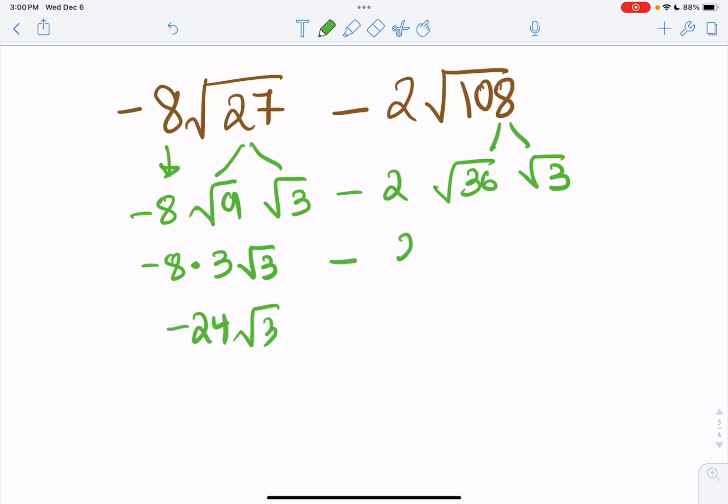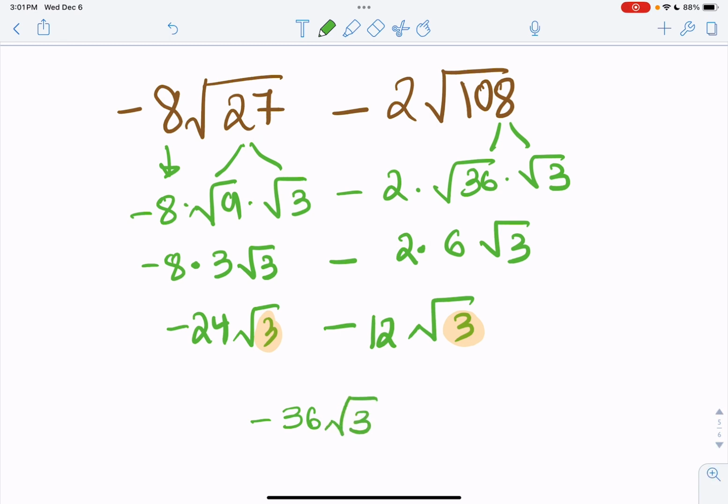And then let's move on to the next one. 2 times, all of these are being multiplied in between, 6 radical 3. Now, 2 times 6 is not 6, 2 times 6 is 12. Now that we know that we have the same exact radicand, 3 and this 3, that means we just combine our coefficients. And in this situation, we are subtracting them. Negative 24 minus 12 would give us negative 36 radical 3. Okay, that was with adding and subtracting.